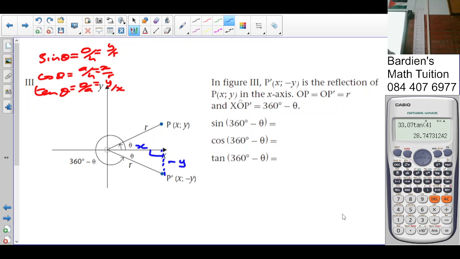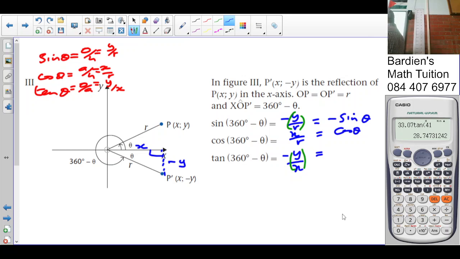So what does sine stand for? Sine is opposite over hypotenuse, which is negative y over r. Cos is adjacent over hypotenuse, so it's going to be x over r. Tan is opposite over adjacent. Can you see that, people? So what do you notice now? We got here y over r is sine, so it's negative sine theta. This one here, cos theta. The next one, negative tan theta. Which also confirms that in the first quadrant sine was positive, tan was positive, and cos was positive.